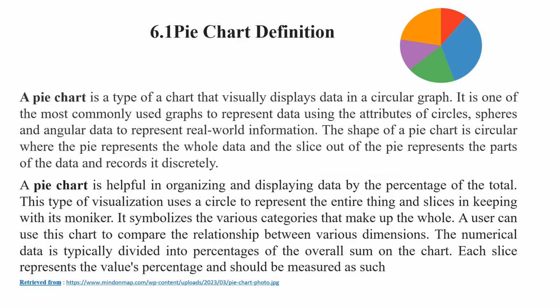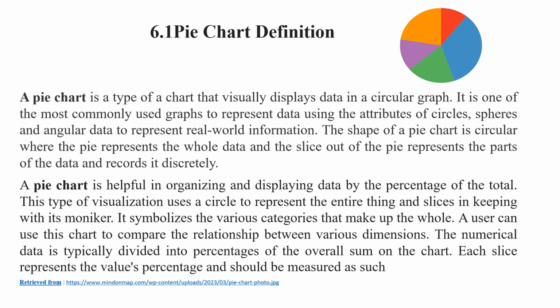So let's start. Pie chart definition. A pie chart is a type of chart that visually displays data on a circular graph. It is one of the most commonly used graphs to represent data using the attributes of circles, spheres, and angular data to represent real-world information. The shape of the pie chart is circular, where the pie represents the whole data and the slice out of the pie represents the parts of the data and records it discretely.